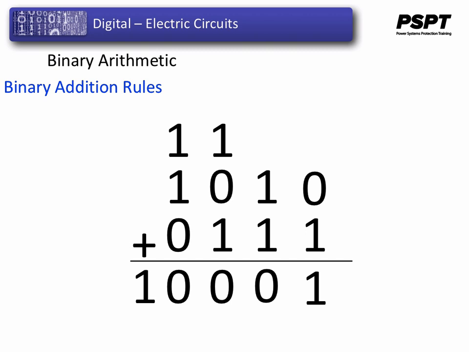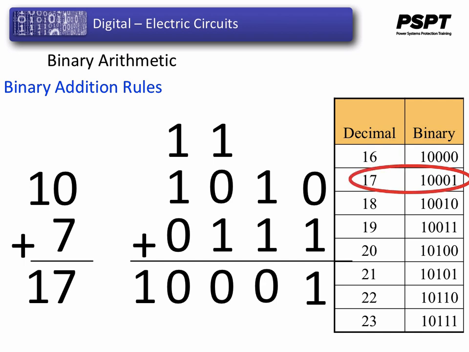So if we are going to check this out, we can check it with a decimal equivalent. The number 1010 is the number 10 in decimal. The number 0111 is the number 7 in decimal equivalent. You add those together and you get 17. And if you look at our chart, 17 was 10001. So again, the rules work.